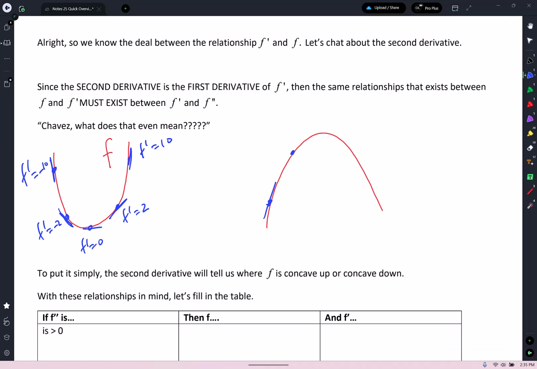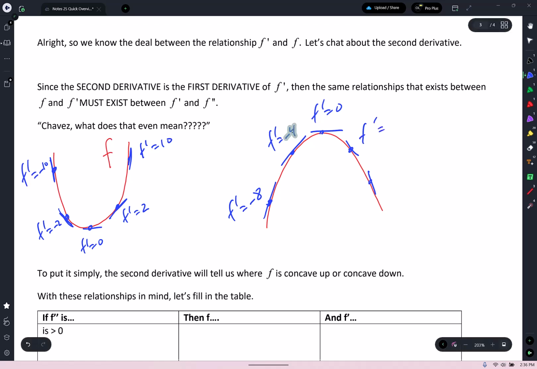Look, boom, boom, boom. F prime equals negative 8. F prime equals negative 4. F prime equals 0. Those are all positive slopes. 8, 4, 0, negative 4, and negative 8.